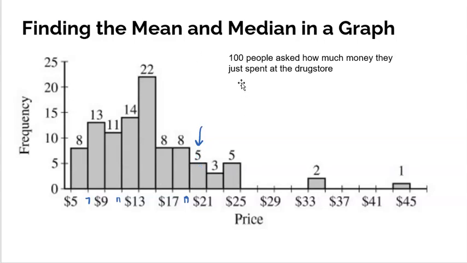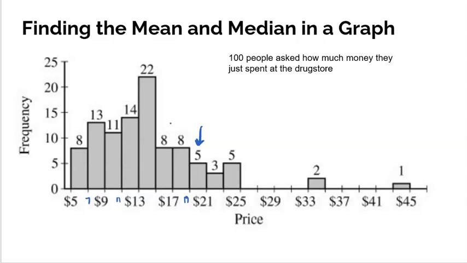How do I find the mean of this data? Well, you can't. Remember, to find the mean, you actually have to know every single value. And with the histogram, I don't know every value. I know 5 people spent between $19 and $21. I don't know what they actually spent. I just know that they were in that bin. So unfortunately, I cannot actually calculate the mean.